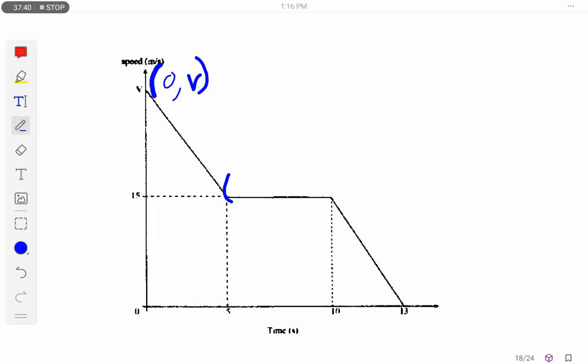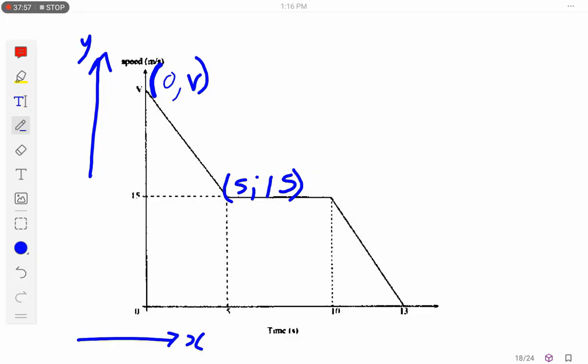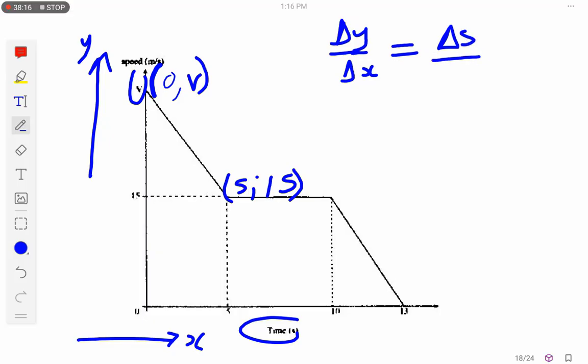Then another point I can take is where my x is 5 and my y is 15. Because I'm taking this as my y and this as my x, my gradient is going to be change in y over change in x. If you don't want to use y and x, you can use the velocity, the speed, and the time. So you'll be saying your change in speed over your change in time. It's one and the same thing.